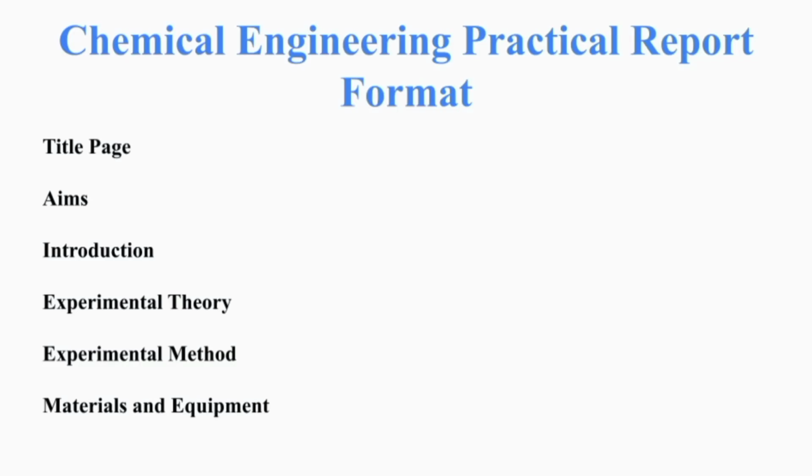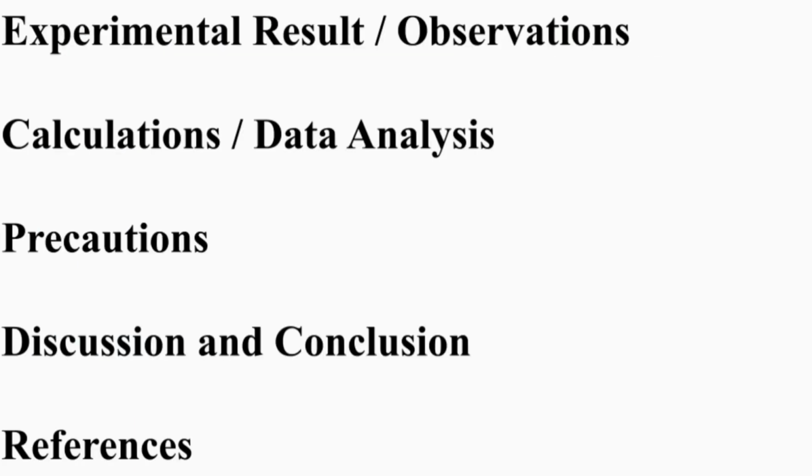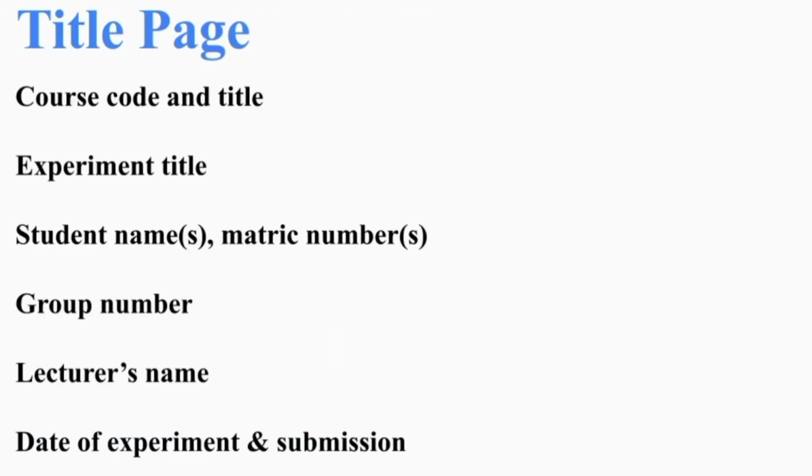In this video, we are going to look at chemical engineering practical report format, where we have title page, aims, introduction, experimental theory, experimental method, materials and equipment. Experimental results / observation, calculation / data analysis, precautions, discussion and conclusion, and references. So let's look at each of the formats one after the other, starting from the title page.